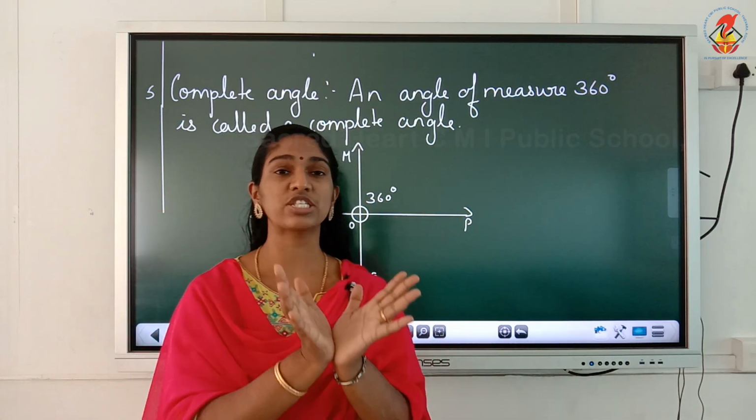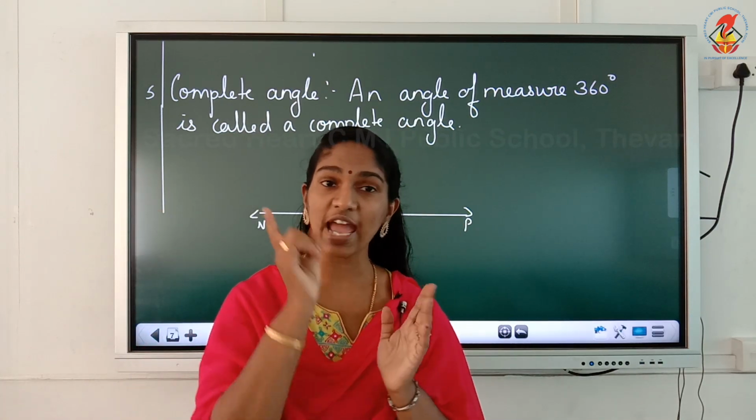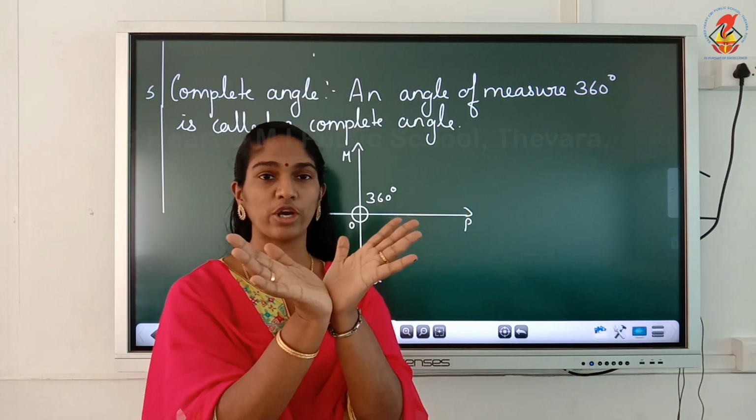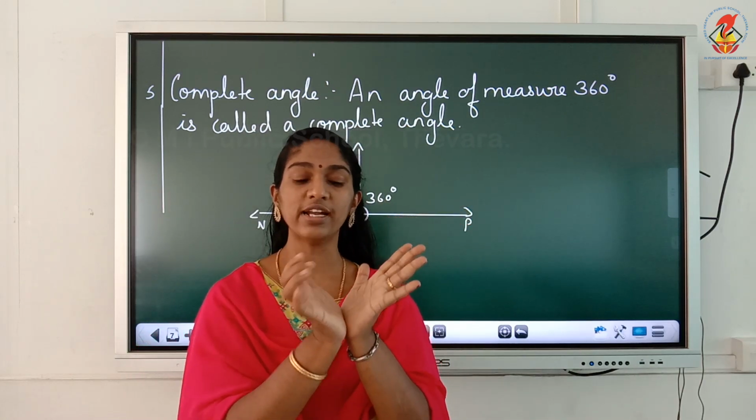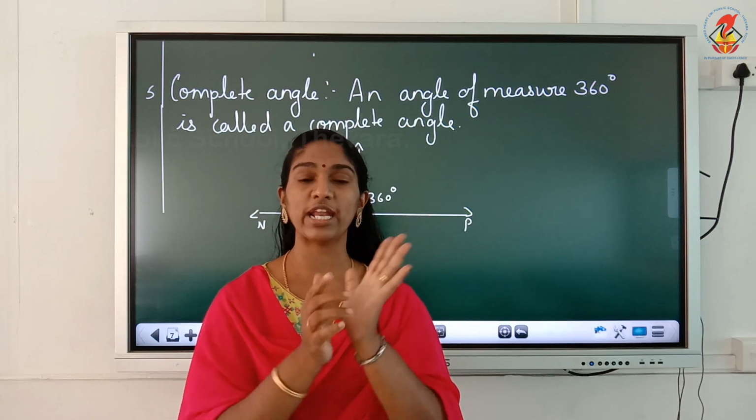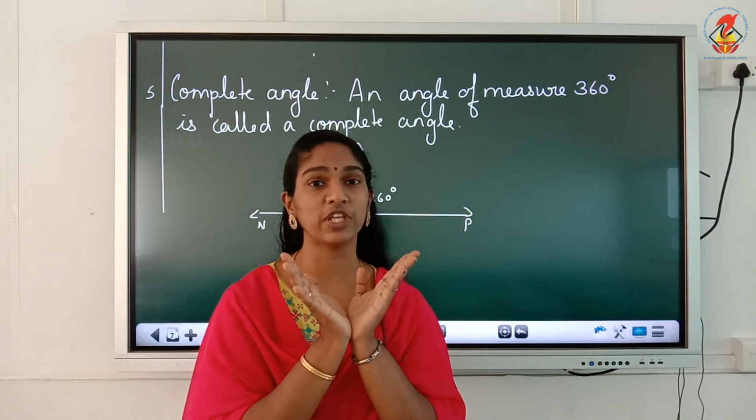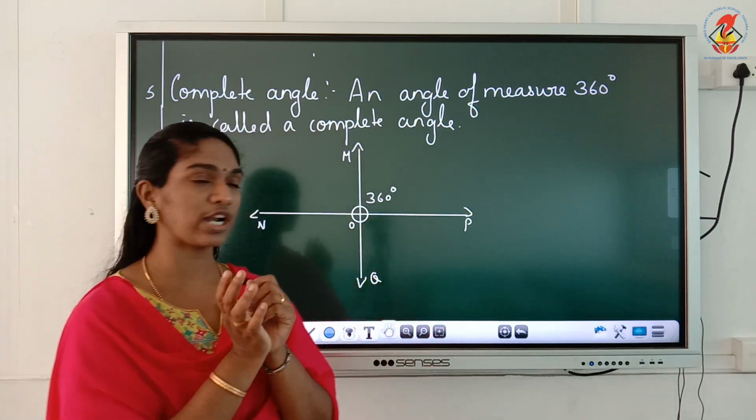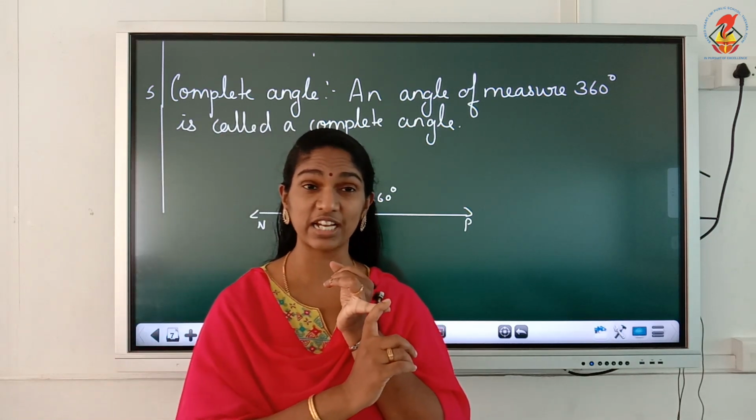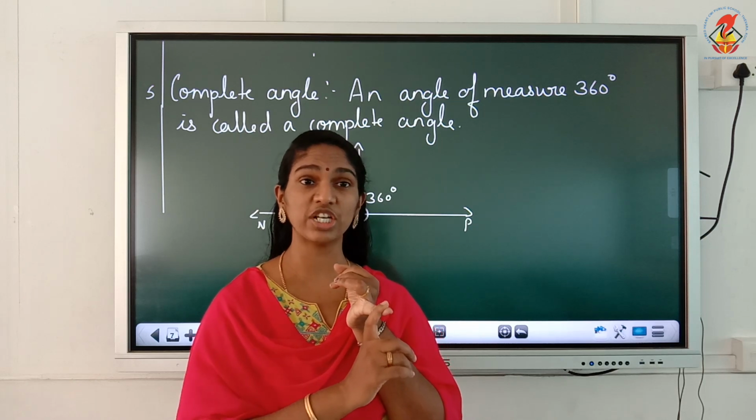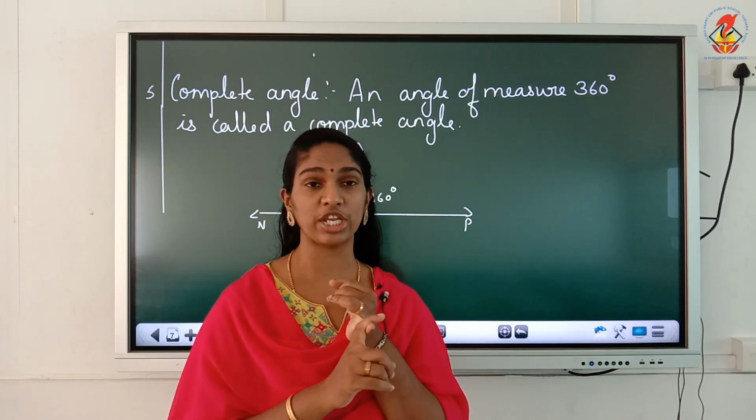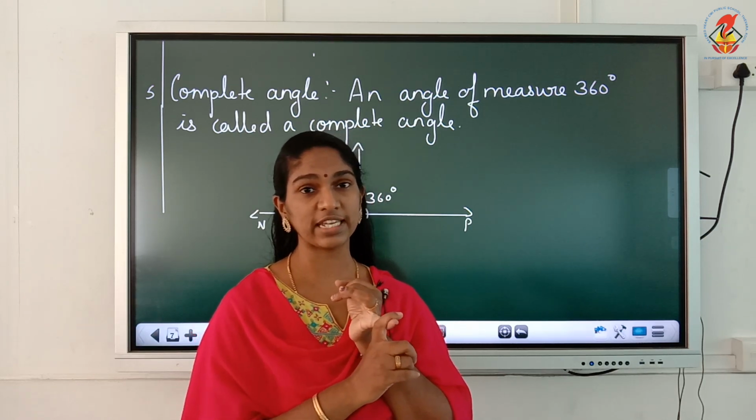Now, when two rays join together, an angle is formed. This joining point, that is a common end point, is called the vertex, and the two rays are called the arms of the angle. Then we learned different types of angles. First one is a right angle. A right angle is an angle of measure 90 degrees, where you get an L shape. That is called a 90 degree angle.